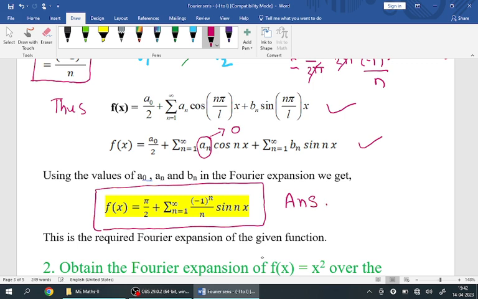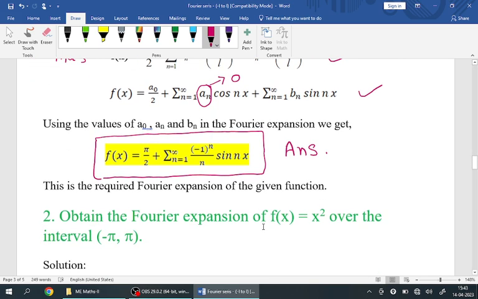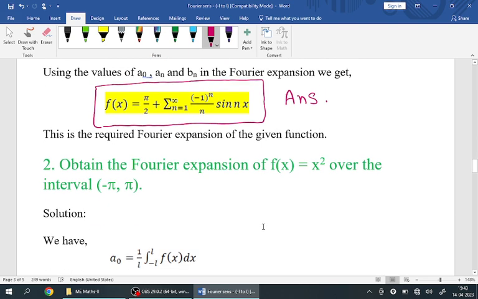Okay, so this is the way you can get the Fourier series of the interval minus L to L type. This is just a first example. Now, similar questions. One more example is taken. Now the second example: we are given x square as a function, where the interval is similarly minus pi to pi.